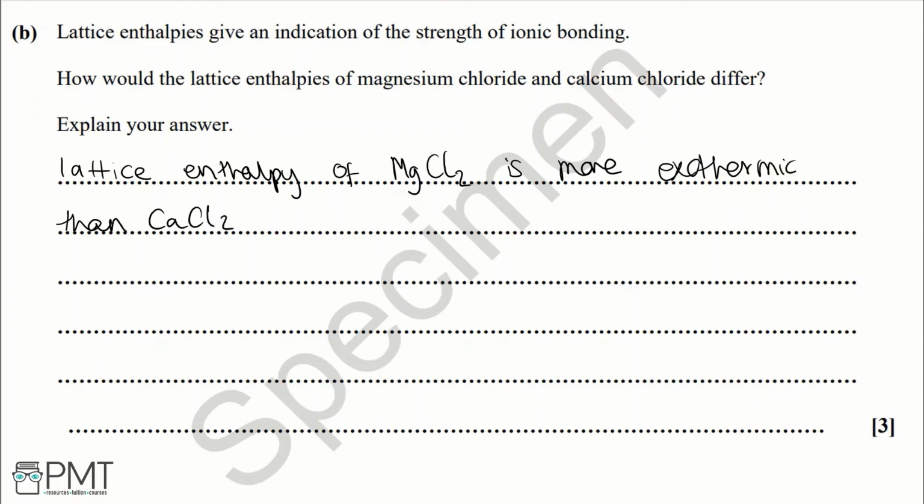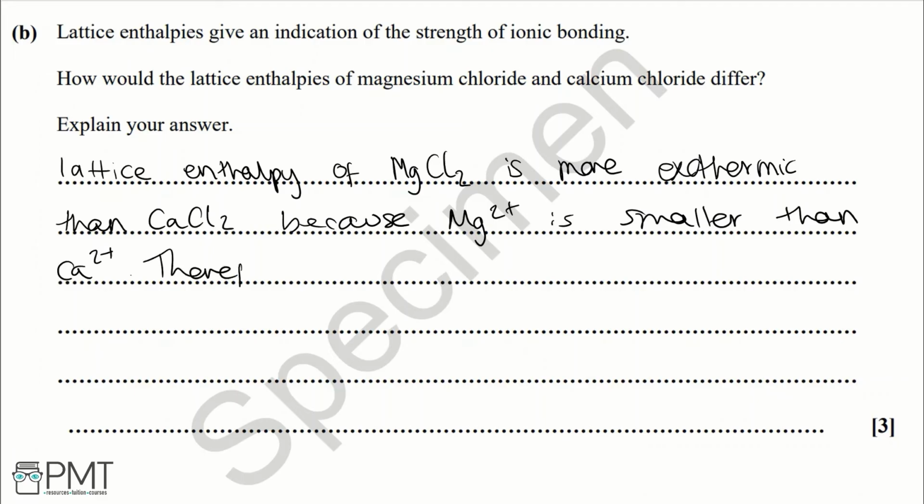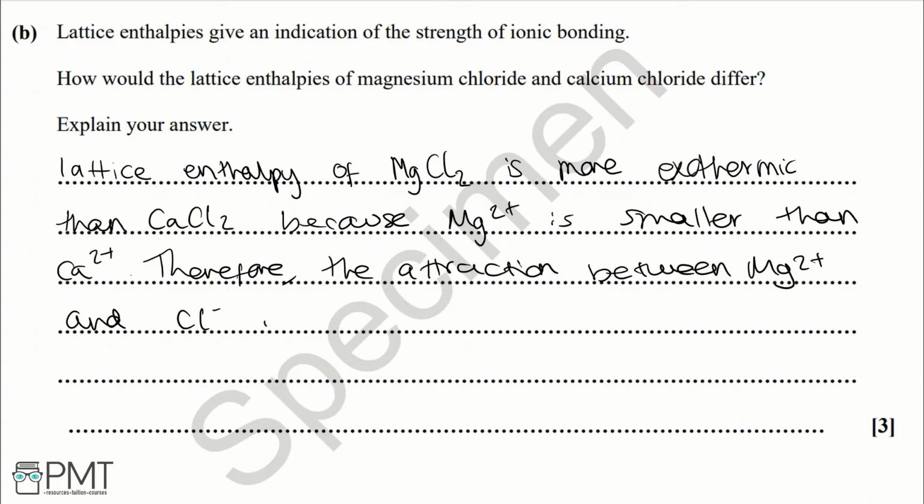And then your second mark is because magnesium 2+ as the ion is smaller than calcium 2+, and so for your third mark, the attraction between magnesium 2+ and Cl- is greater. So the breakdown for marks is first stating that the magnesium chloride lattice enthalpy is more exothermic, your second mark from saying that the magnesium 2+ ion is smaller, and then your third mark is from saying that the attraction is greater between magnesium and chloride ions.